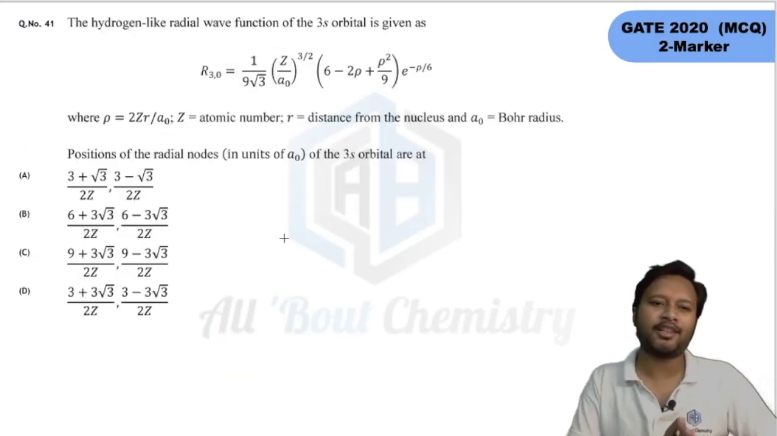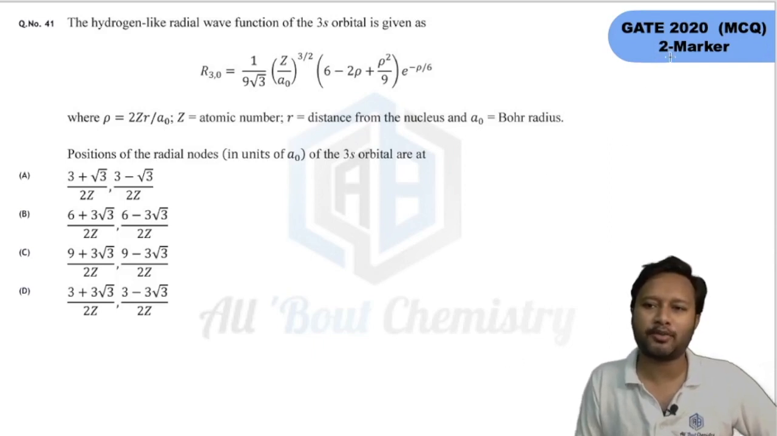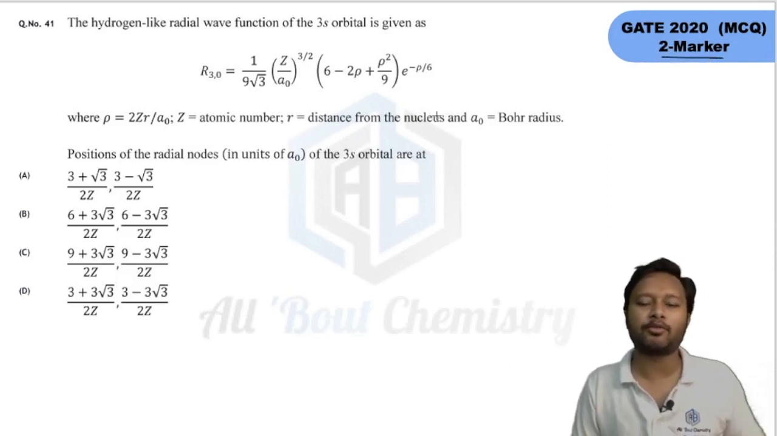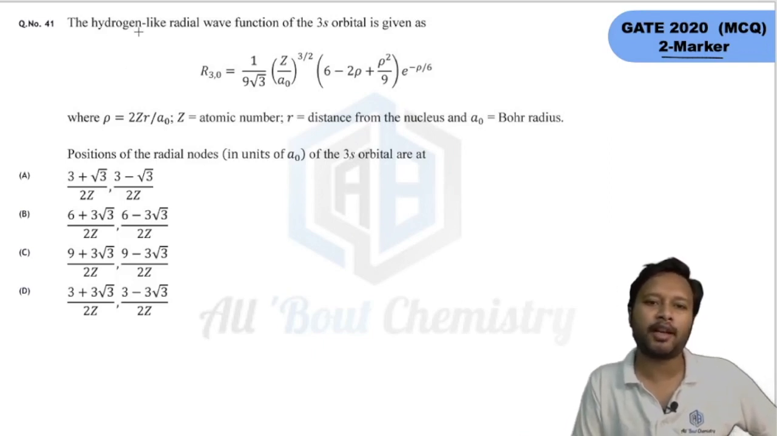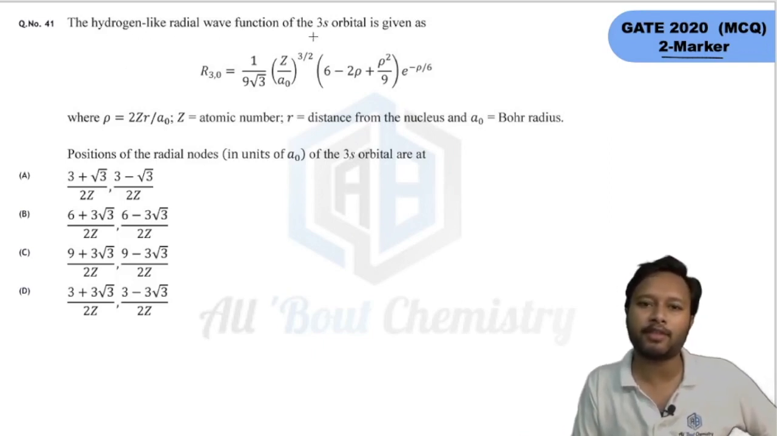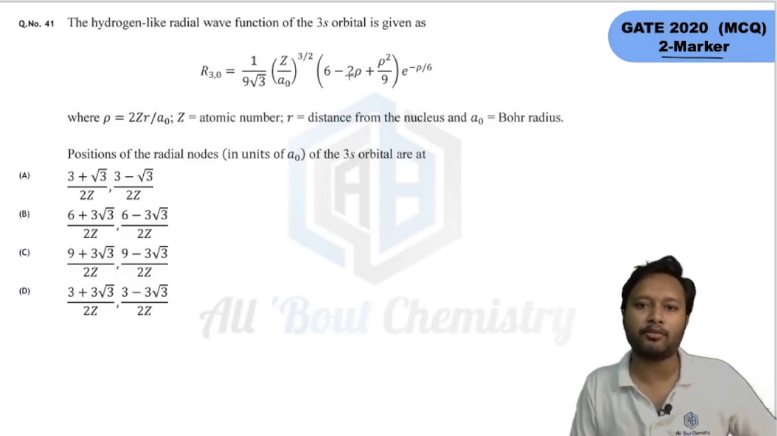Alright, so let's take the next question, which was asked for 2 marks, and the question was actually from your hydrogen atom problem. It says that the hydrogen like radial wave function of the 3s orbital is given as R30 equals 1 upon 9 root 3, z upon a naught whole to the power 3 by 2, times 6 minus 2 rho plus rho square by 9, and e to the power minus rho by 6.